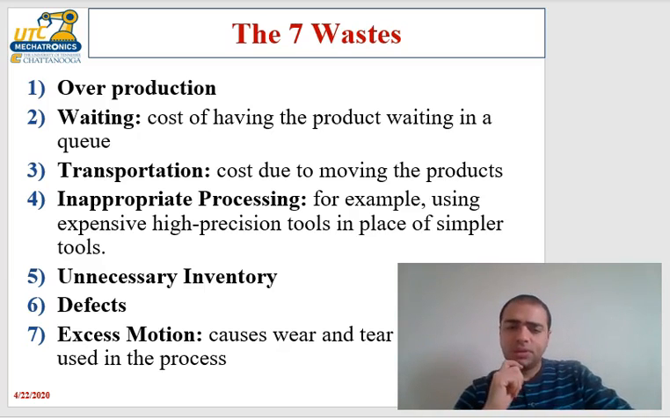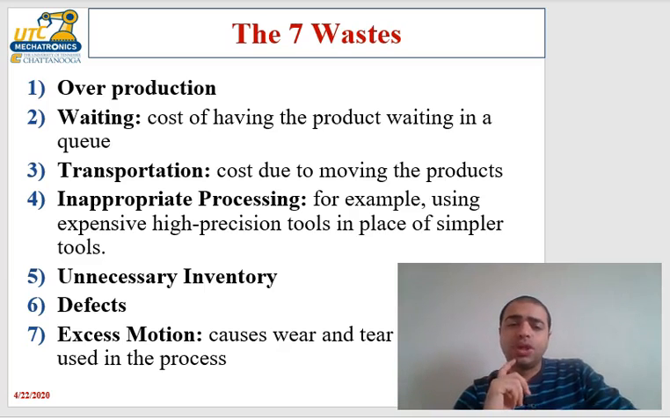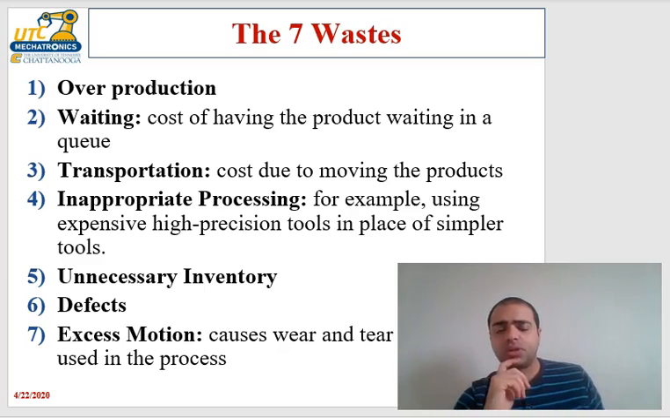So the 7 wastes. Overproduction is a waste, and you have probably seen on the news recently, for example, crude oil. Overproduction of crude oil causes the prices to go down. In fact, it became negative, because there was no place to store the overproduced oil. So overproduction is a waste. Waiting, the cost of having the product waiting in a queue, is a waste. Time, time spent for nothing. Transportation costs due to moving the products, so we need to reduce transportation as much as possible.